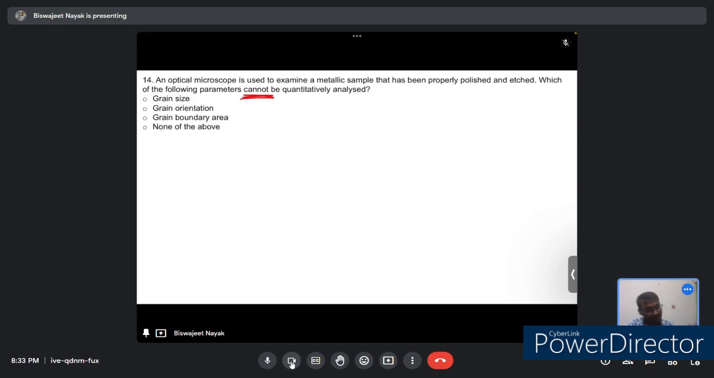An optical microscope is used to examine a metallic sample that has been properly polished and etched. Which of the following parameters cannot be qualitatively analyzed? Grain boundary can easily be analyzed. Grain size can also be analyzed. It's the grain orientation which cannot be analyzed. So this is the answer.